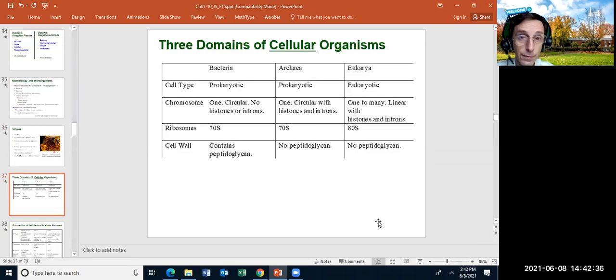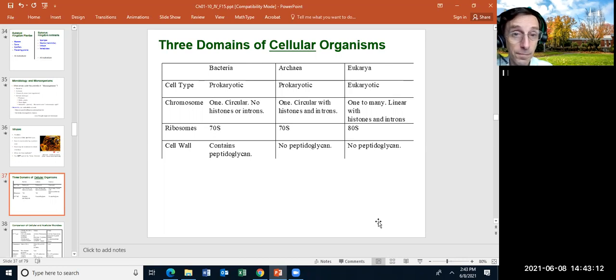So let's return to the three domains of cellular organisms, because only the cellular organisms fall within the three domains. And then let's talk a little bit about each of them. The three domains are bacteria, archaea, and the eukarya. Let's talk a little bit about how they're similar and how they're different.